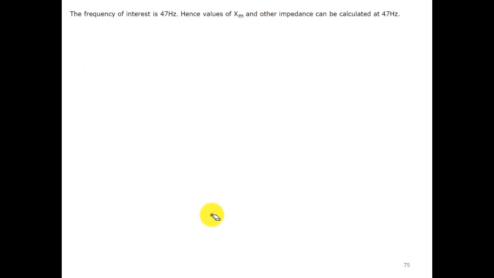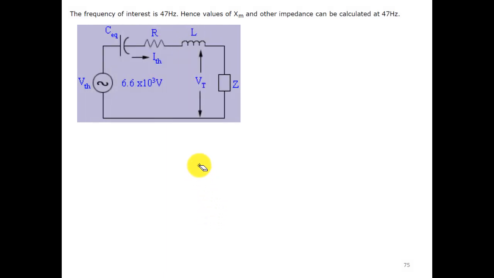And now let us modify or simplify this equivalent circuit. By simplifying the equivalent circuit, we'll have only C equivalent, R, L and the voltage source Vt with impedance Z.